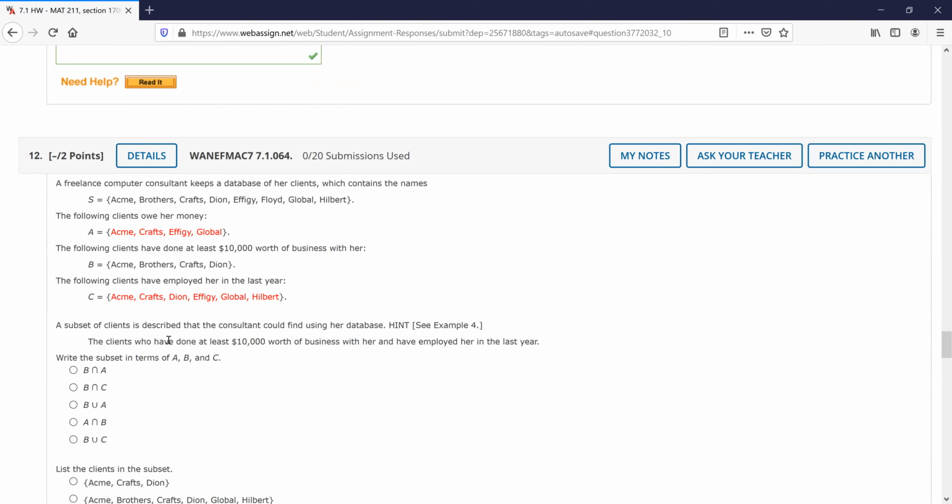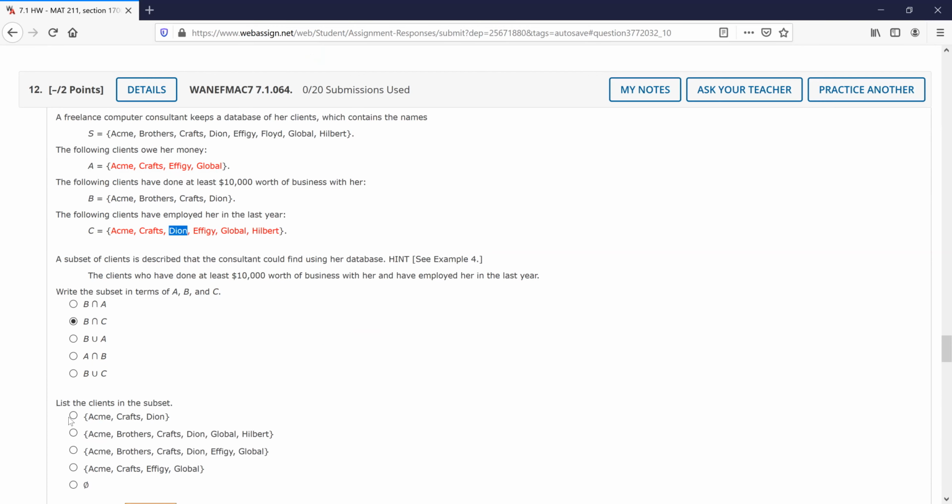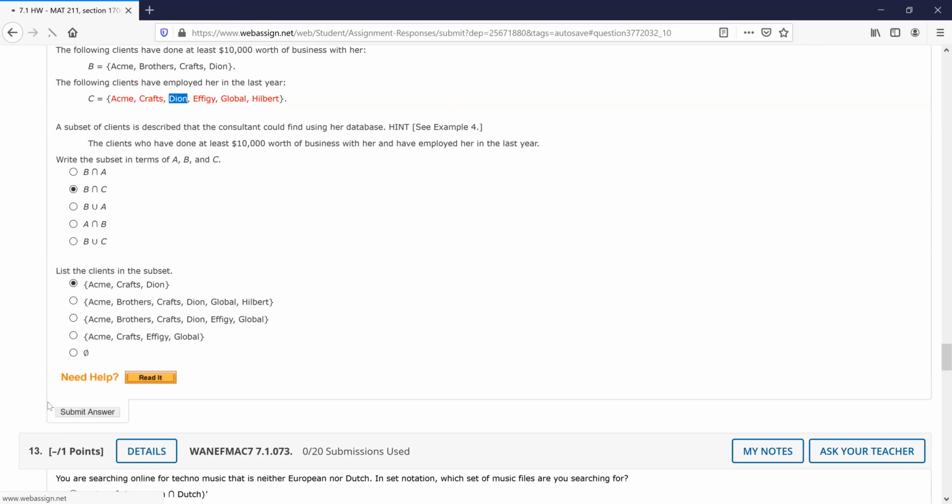Okay, so this is kind of the same problem. I've done at least $10,000 worth of business with her, and so it's an "and" again, and have been employed with her in the last year. So that's B intersect C. It's the ones that appear in both. So Acme appears in both. Crafts appears in both. And Dion appears in both. Looks like that gets it done there.